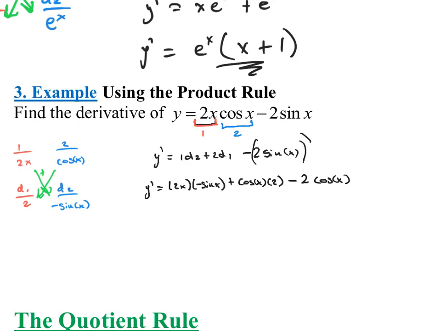Okay, so let's clean this up. I would have 2x times negative sine x is negative 2x sine x. Then I have plus 2 cosine of x minus 2 cosine of x. Well, what do you notice happens when we're simplifying? The plus 2 cosine of x and the minus 2 cosine of x are going to cancel, and I'm going to end up with my derivative being negative 2x sine of x.